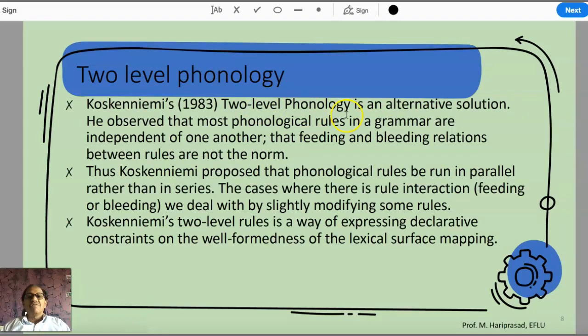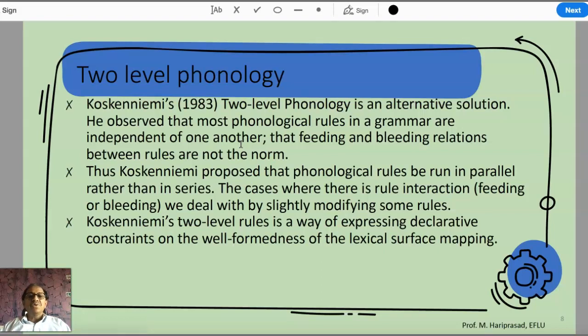Koskenniemi, in his two-level phonology, right? Two-level phonology is an alternative solution to this. He observed that most phonological rules in a grammar are independent of one another. What we're saying is, one feeds the other, one bleeds the other, okay, but not necessarily, not all rules, only some of them. So when only some of them occur like that, all the other rules can be independent of one another, right?